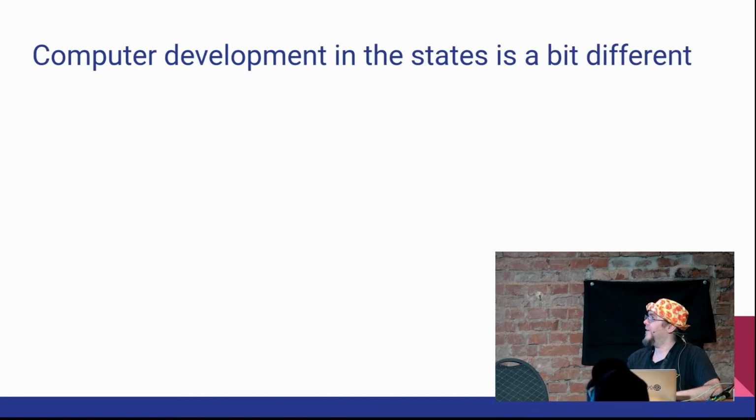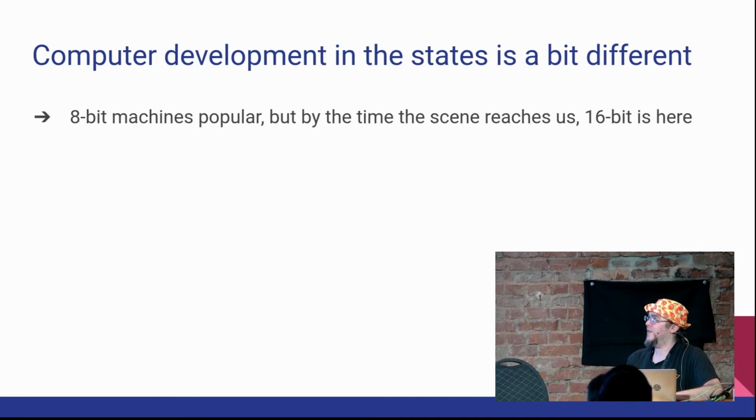Hooray. Okay, so I think that it's important that maybe, I used to have this slide later in my presentation, but we should talk about the computer development in the States. It's much more simple than the complicated sort of European picture. You had a lot of different countries with a lot of different development speeds and adoption speeds of computers. But in the US, we had 8-bit machines. They were very popular. But by the time the demo scene would hit the US, 16-bit machines would already be dropping. And so we didn't really witness as much of an 8-bit demo scene in the US. So that's a bit of a difference.